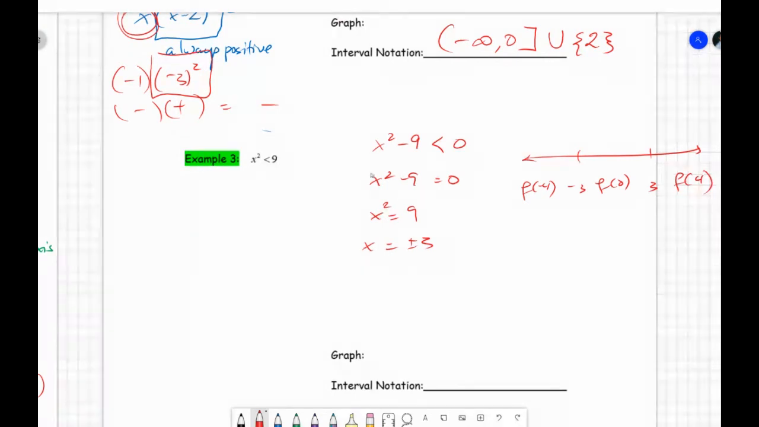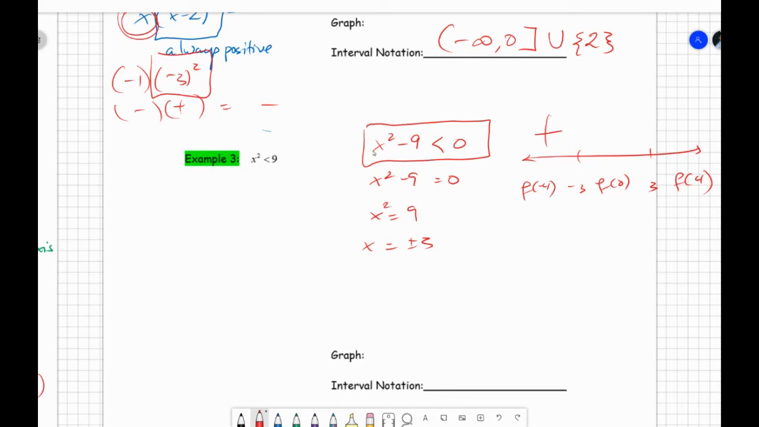Okay, so when I plug -4 into this inequality here, -4 squared is going to be 16 minus 9. That's a positive. Plug in a 0, that's a negative. Plug in a positive 4, that's a positive. So now I want it to be less than 0. So I want just this portion right here.